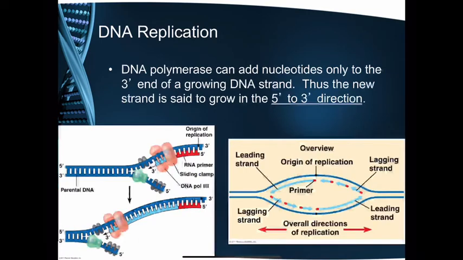All right, so moving on to DNA replication. DNA polymerase can add nucleotides to the 3' end of the growing strand, that's what we just said. Thus, the new strand is said to grow in the 5' to 3' direction. Okay, so just a little bit of an overview of what we talked about here. We've got the primer synthesized by primase. This is the origin of replication.